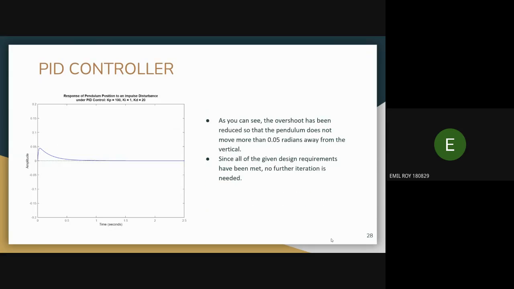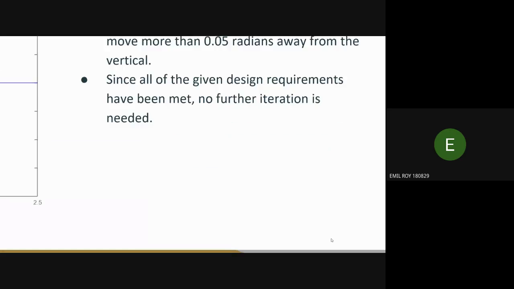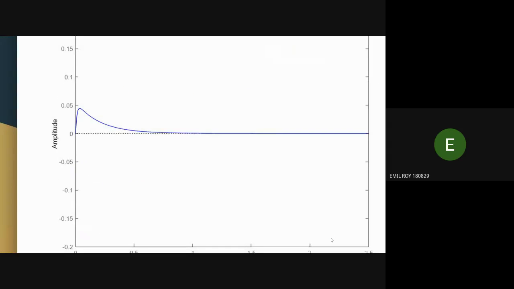When we look into the graph, just to zoom, Anis, can you zoom it? If we look into the graph, 0.05 is the maximum radian. Here the output response we got is like that. It doesn't overshoot 0.05, and the time is coming within the 5 seconds. That is the PID controller for the angle of the pendulum.